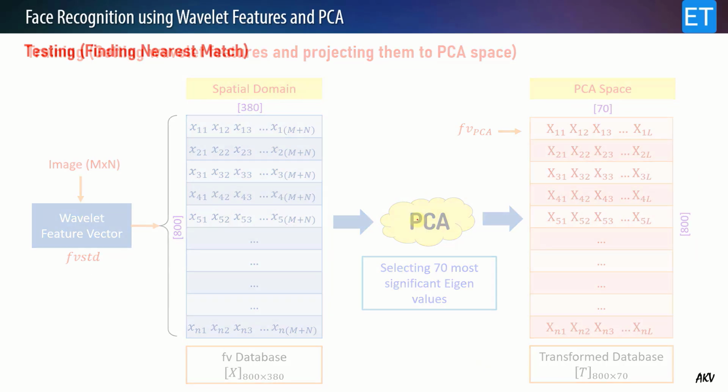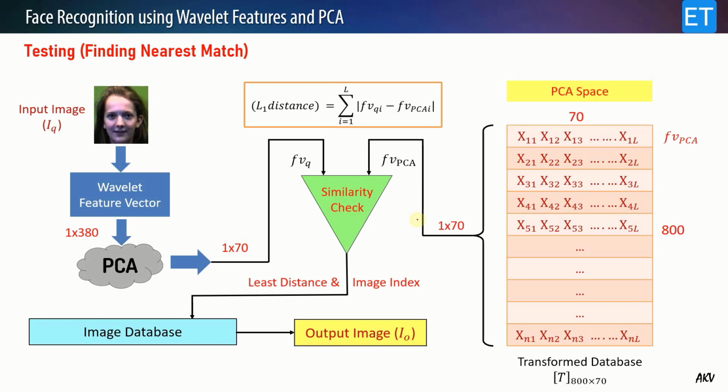So now let me go for the testing. Testing means finding the nearest match. It is very simple. This is your query image. You want to search its nearest matches in the database. First you have to find the wavelet feature vector whose size is 1 by 380. Now projecting this 380 size feature vector to the PCA, it will reduce it to 1 by 70. Let's say this 1 by 70 is represented by FVQ, the query feature vector. Now I have to match this FVQ with the previously stored 800 feature vectors, which we have just obtained by applying the PCA on all wavelet feature vectors of those 800 images.